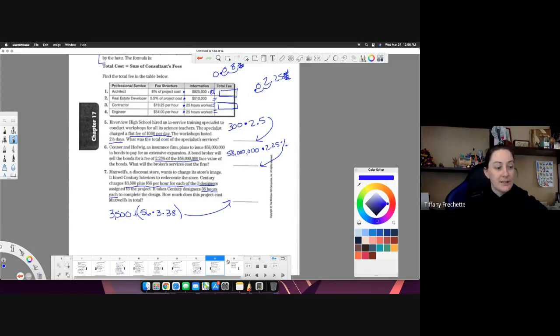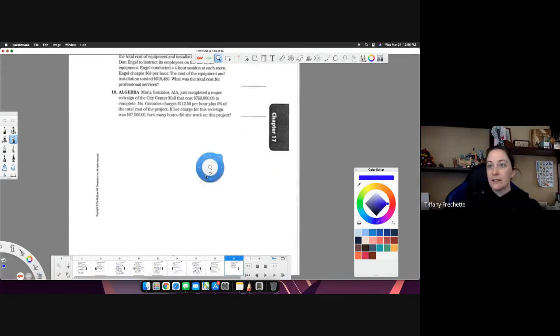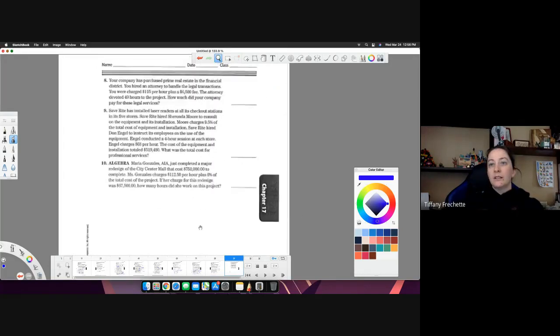All right, so let's look at the last page. And let's see. So your company has purchased prime real estate in the financial district. You hire an attorney to handle the legal transactions. You were charged $115 per hour plus $6,500 fee. The attorney devoted 49 hours to the project. How much did your company pay for these legal services?